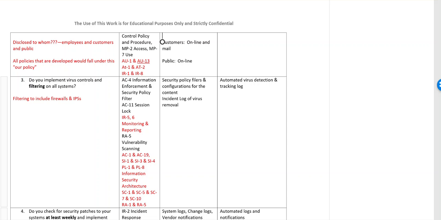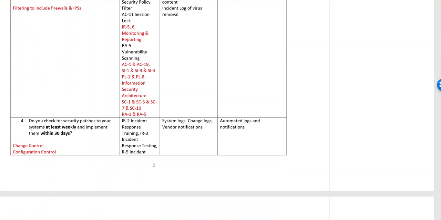And then, could you automate it? Yes, you have automated virus detection, intrusion detection systems, intrusion protection systems, and log tracking. And if we were going to go on with this, we'd say, okay, what are you going to do with the data from the tracking log? You're going to analyze it. You're going to start looking for signatures and patterns.